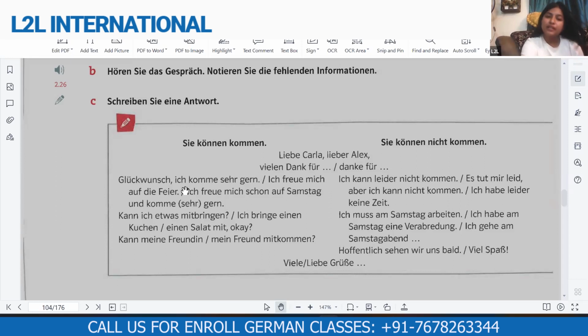So your work is to read the sentences, try to understand the meaning, and use it while writing a reply to the invitation. If you can do it, it's fine. If you cannot do it, then we will do it together on Wednesday.